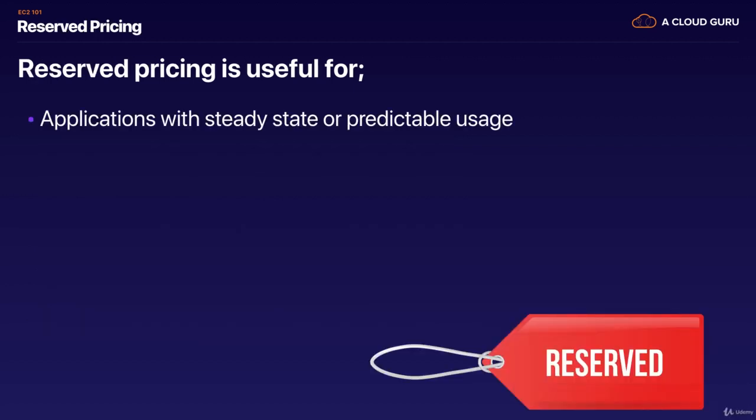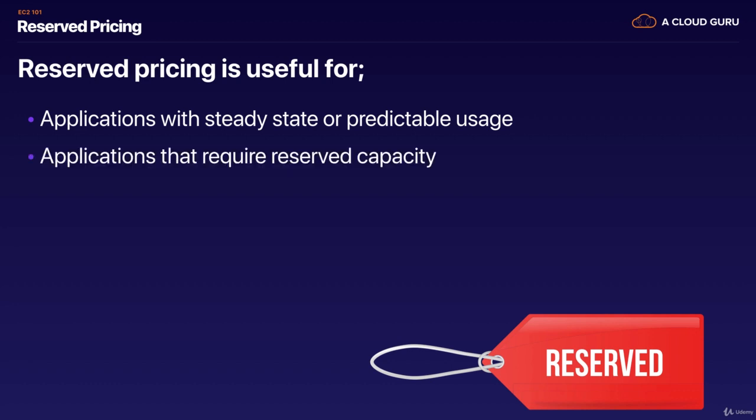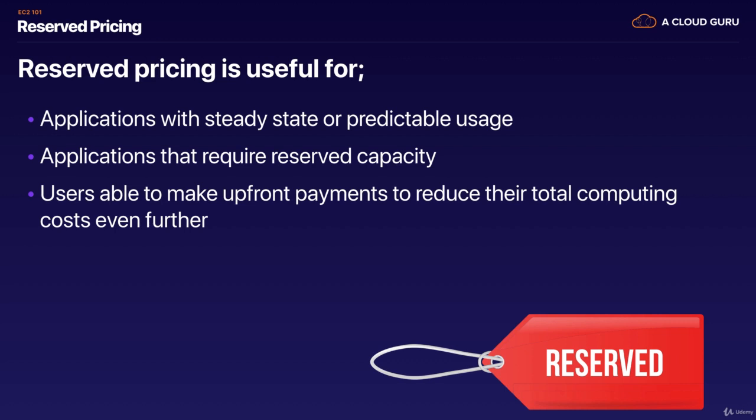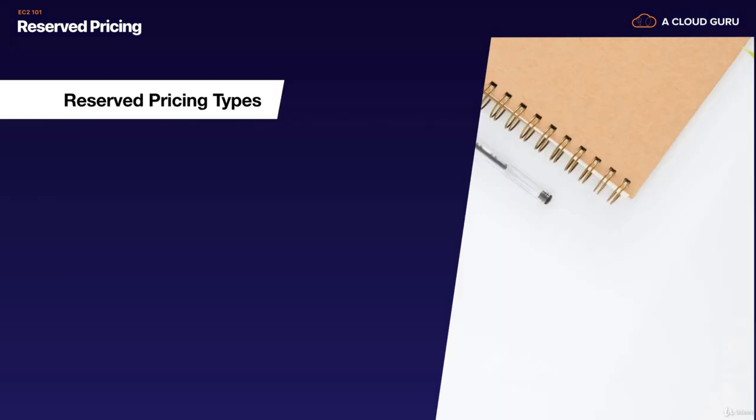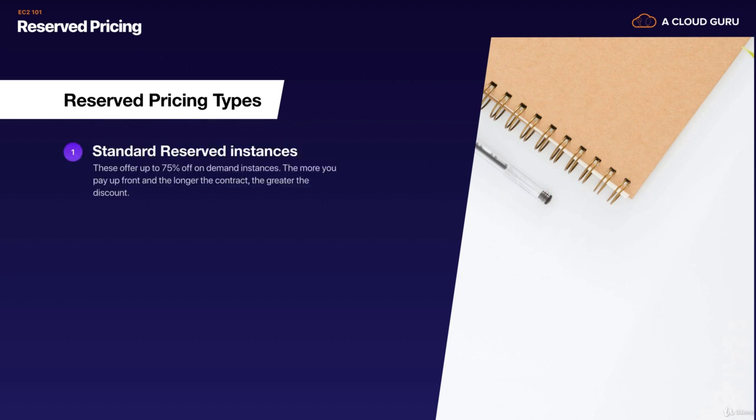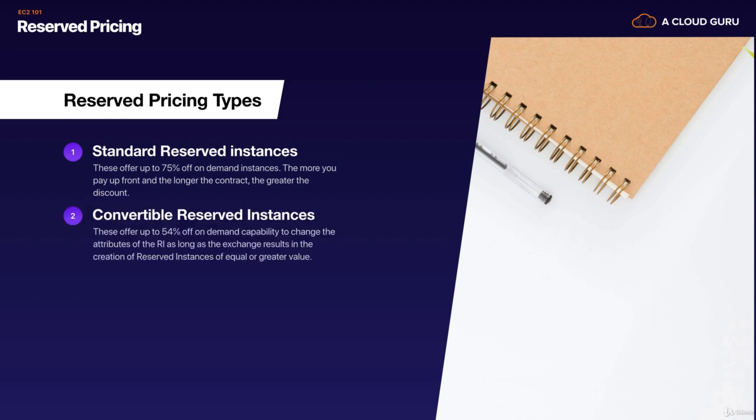Moving on to reserved pricing. This is useful for applications with steady state or predictable usage, applications that require a reserved capacity, and users are able to make upfront payments to reduce their total computing costs even further. And reserved pricing comes in a number of different types. So we've got our standard reserved instances, and these offer up to 75% off on-demand instances, and the more you pay up front and the longer the contract, the greater the discount.